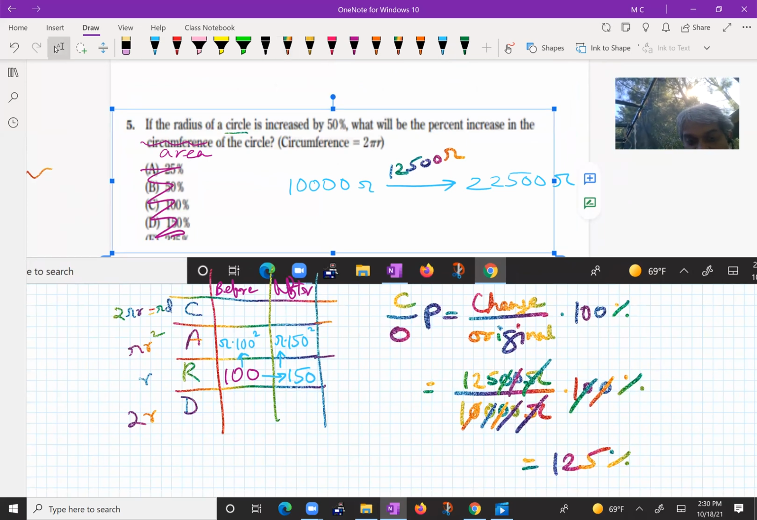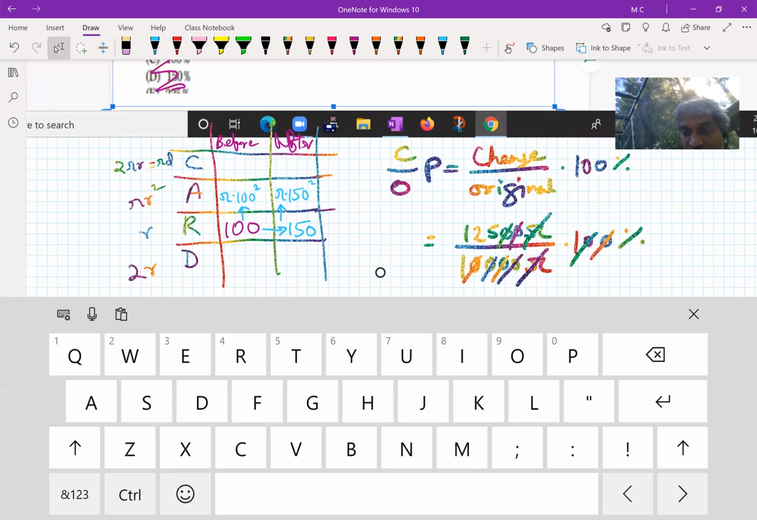So I showed you 4 techniques here. The first one is cards for circles. Then the second one is before after chart. Whenever in word problems things change, you can make a before after chart to make it much more organized. The third technique was 100. 100 is the most important technique for the test. You can do things so much faster with 100. And the fourth technique is the COP method, C-O-P, change over original times 100%. Hope you can use this for many different questions.